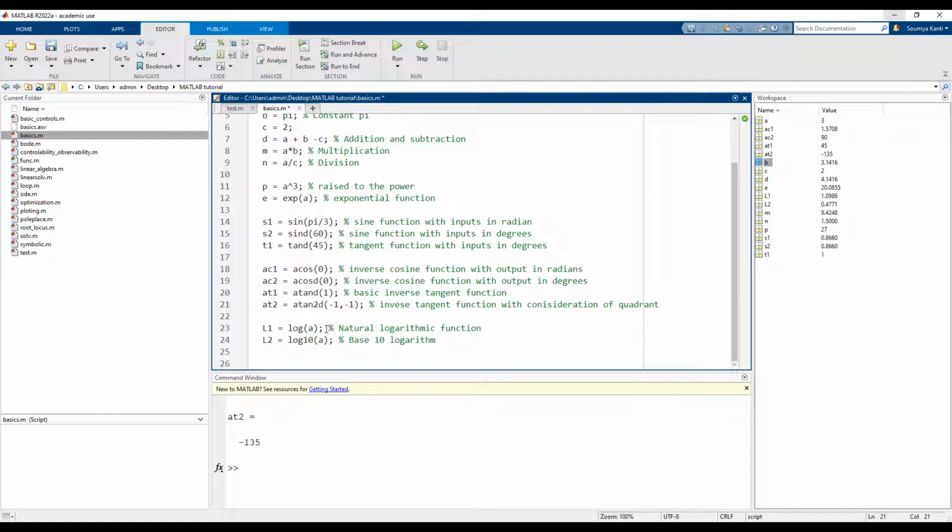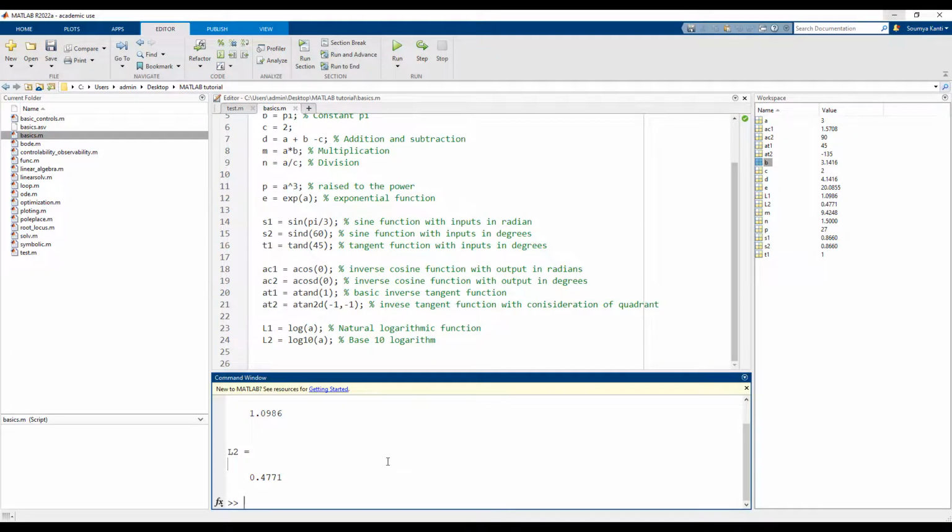Similarly, logarithmic functions are also there. So this is just the natural log, so this will be like ln3, and if you want the base 10, this is like this one. So log to the base 10. So this is how it's done.